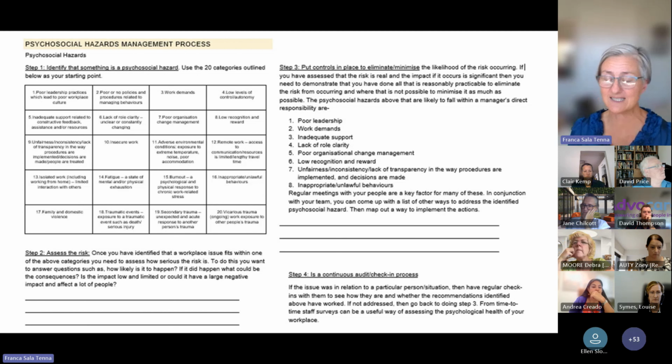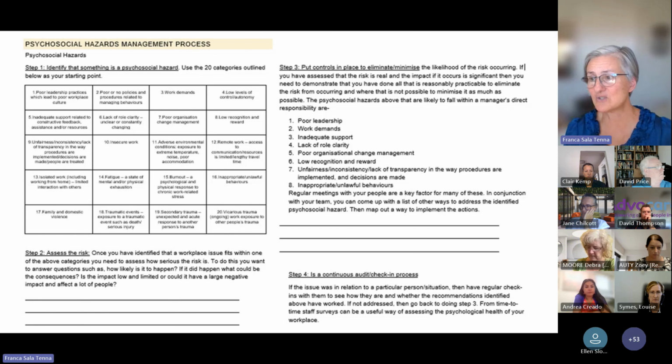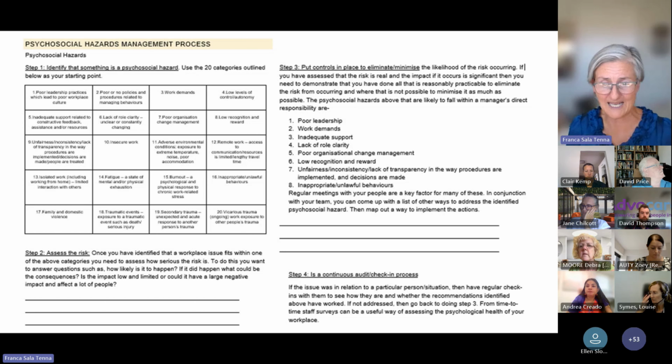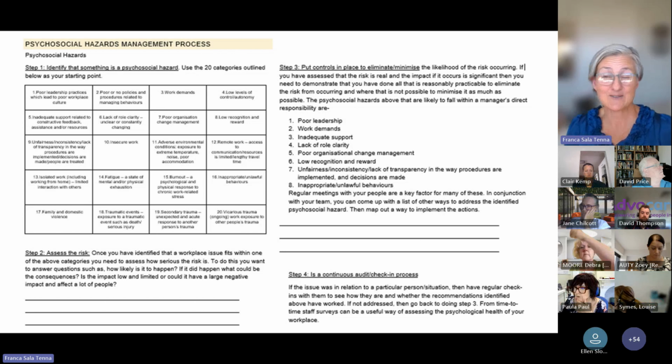Step 2 is an assessment. So step 2 is where they now need to do things like, how serious is this risk? How likely is it to happen? What are the consequences if it does happen? How many people is it going to impact? What's the potential fallout?